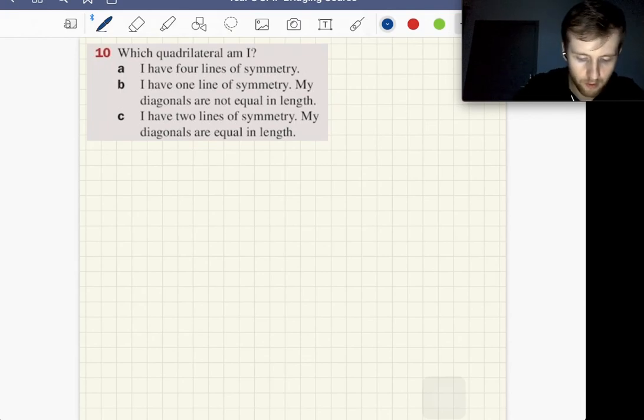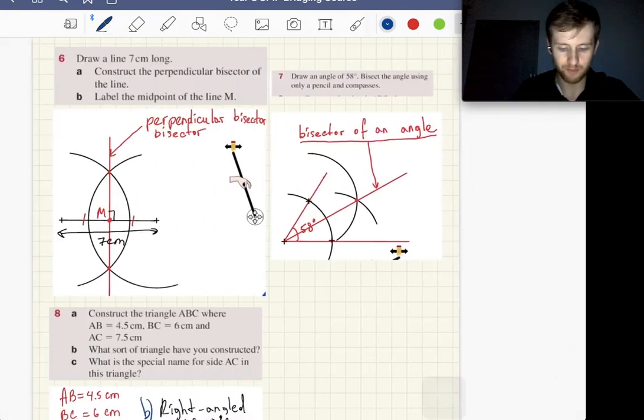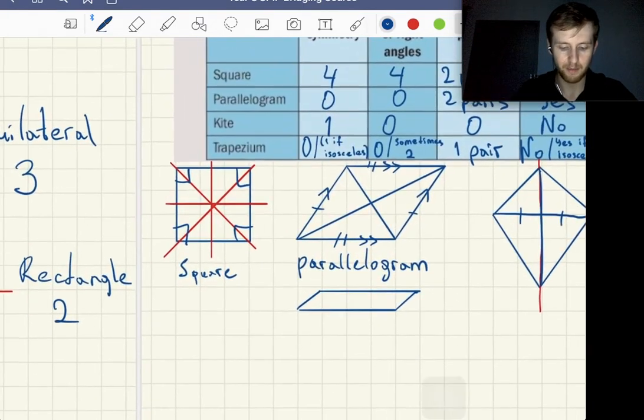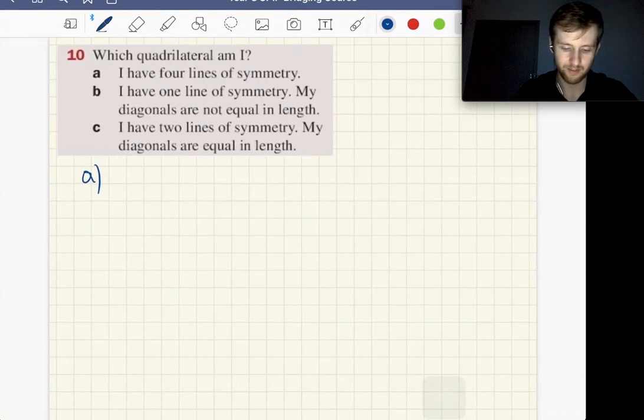I have 4 lines of symmetry. We have that one. We did that in the last lesson, right? Remember the square. A square has 4 lines of symmetry. So A is a square.